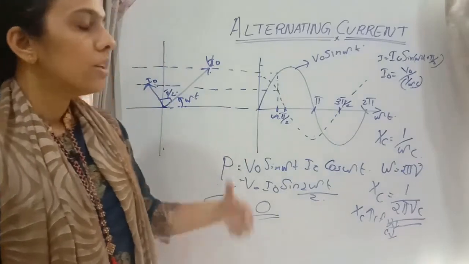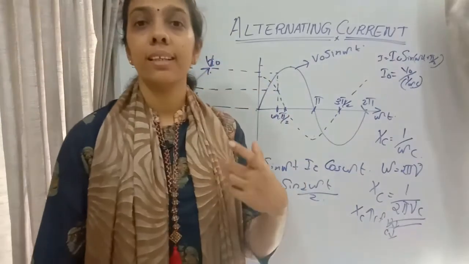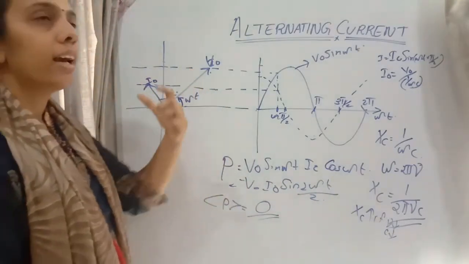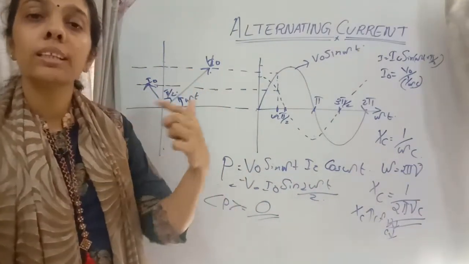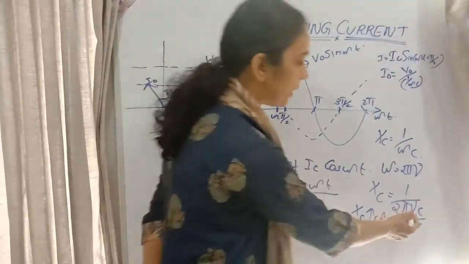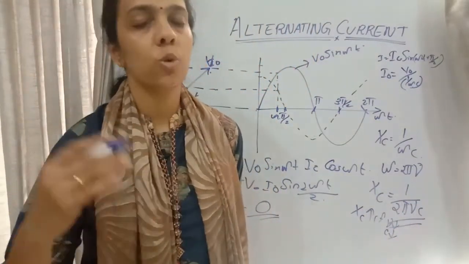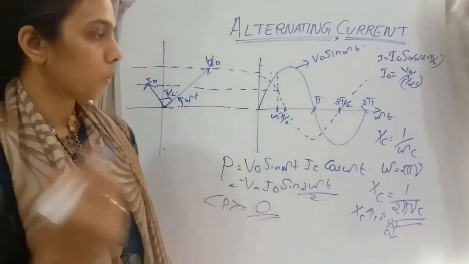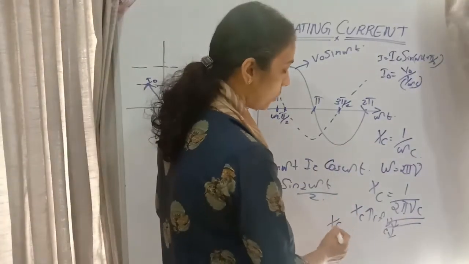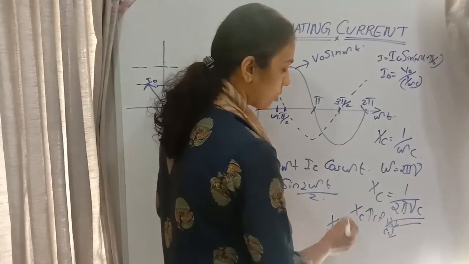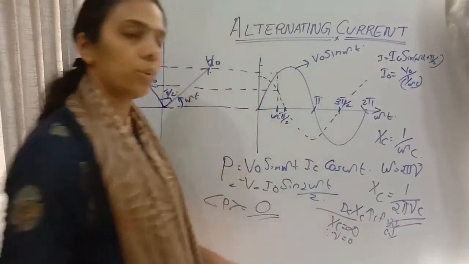Clear? Now if I consider a DC circuit instead of AC in a capacitor, what will be the frequency of DC? DC is constant, it is not oscillating, so the frequency is equal to 0. So what will be the Xc value? Xc will be infinity, since the frequency is equal to 0 for a DC circuit.